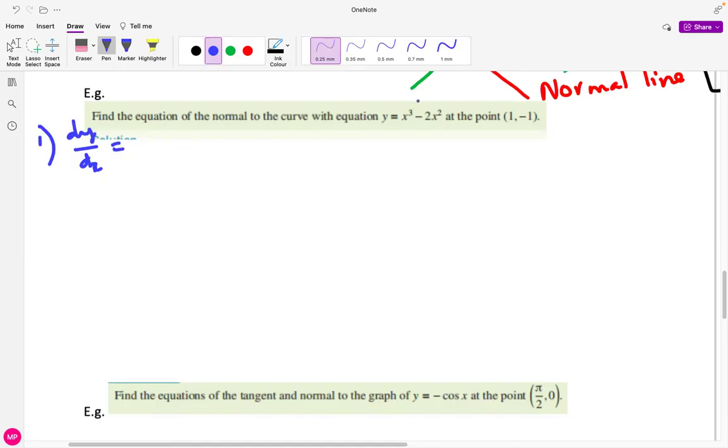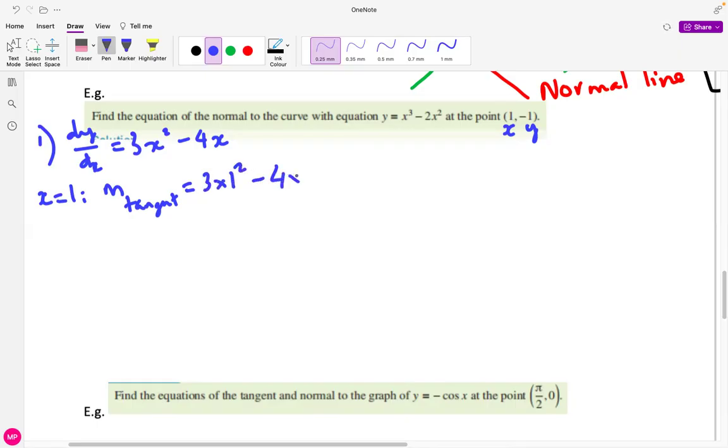To derive this, the derivative is 3x squared minus 4x. Then you substitute. The given point is x equals 1, y equals -1, so I sub x equals 1 in. That gives the derivative, and the derivative is the gradient of the tangent, so please remember that, not the normal. I have 3 times 1 squared minus 4 times 1, which is 3 minus 4, equal to -1. So the gradient of the tangent is -1.